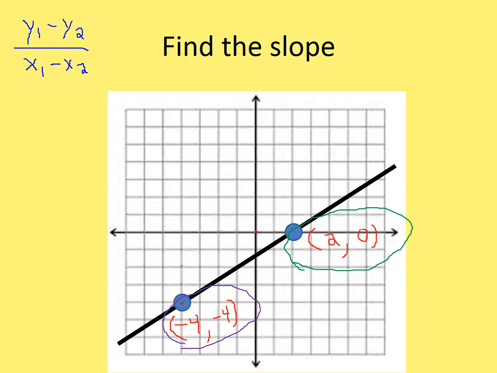This green one I'm going to call point 1. Why is the green one point 1 instead of the purple one? Because I felt like it. You can choose the other way and you should still get the same answer. If you get a different answer, that means you probably subtracted wrong.